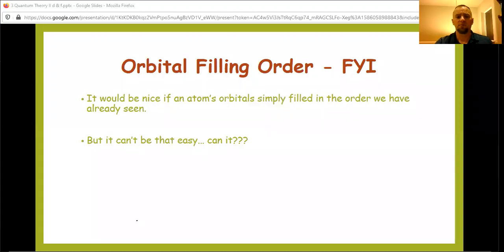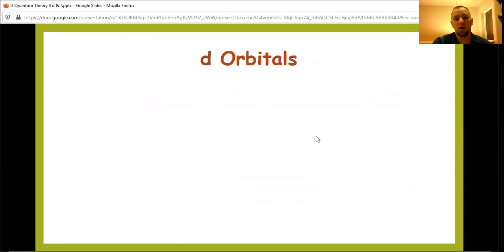So for filling the electron configurations for some of these larger atoms, it'd be nice if it was as simple as what we've already gone over with S and P block elements. Unfortunately, it's not always that easy, right? Because chemistry, that's just kind of the way it is. So there are some exceptions to what we've already learned that come into play when we are dealing with the D and F sublevels.